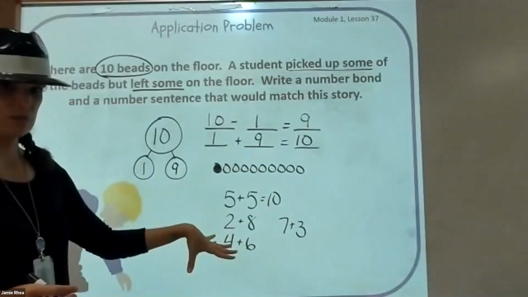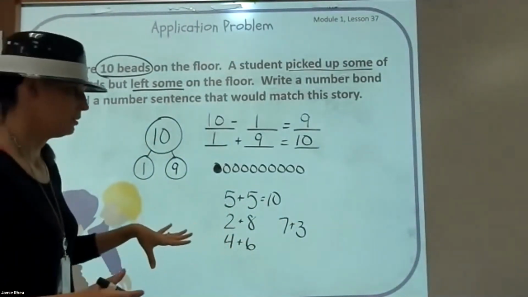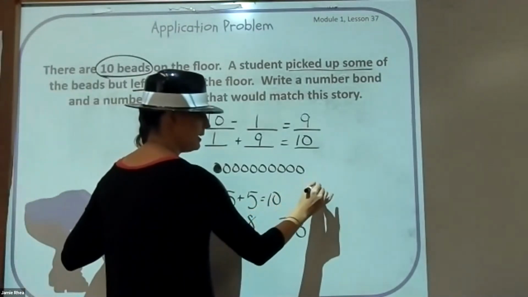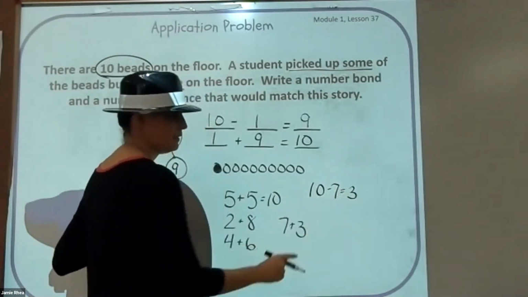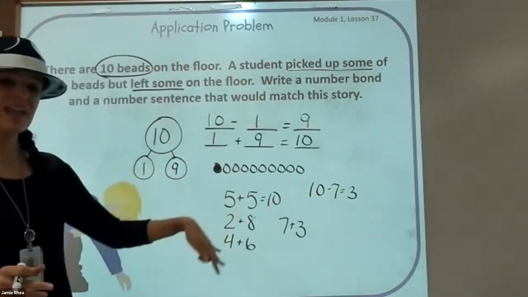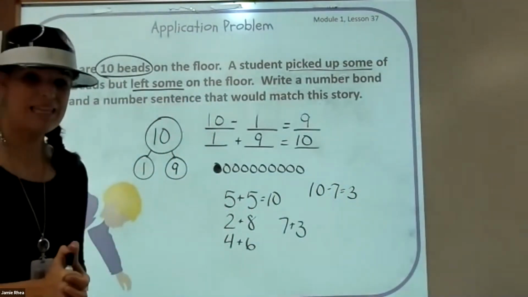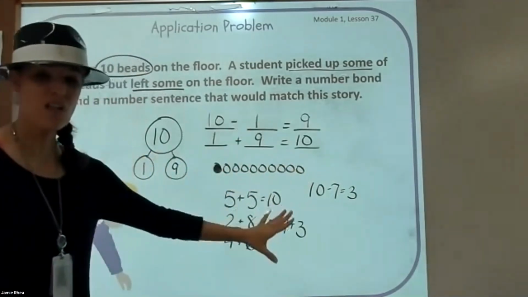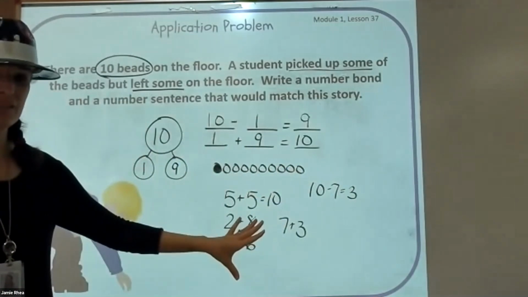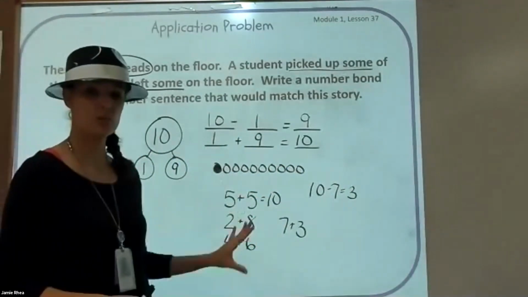What if you wanted to do subtraction? You could still say 10 minus 7 equals 3 because we picked up 7. Okay, you could use any of those problems in this case because all of those equal 10. Okay, you just decide which one you're going to do.